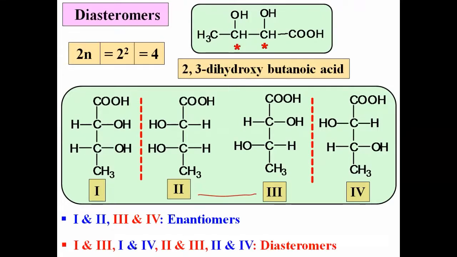First and third, first and fourth, second and third, and second and fourth, these are the pairs of diastereomers. यांना आपण diastereomersच्या pairs असं म्हणतो. Means those stereoisomers which are not mirror images of each other are called diastereomers. Okay, मग आपण मगाशी पाहिलं होतं enantiomers.